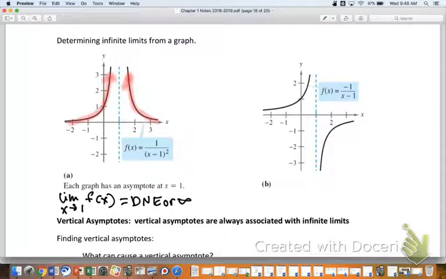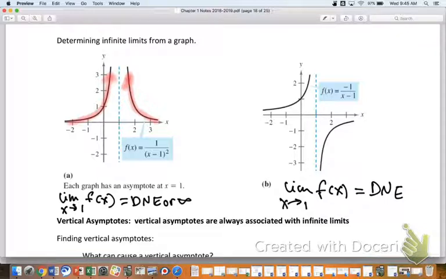But the one on the right, if we did the same sort of question, limit as x approaches 1 of f of x, this one only has one potential answer, D and E, because not because of an infinite discontinuity, right? Not because of a vertical asymptote. Why would we say D and E for that one?